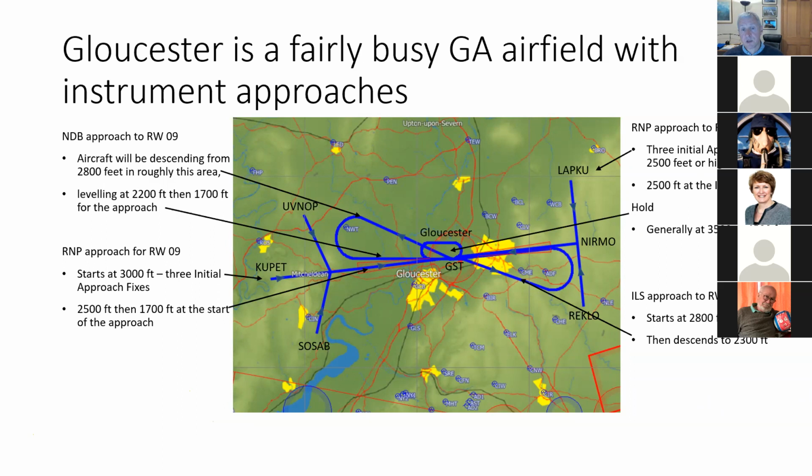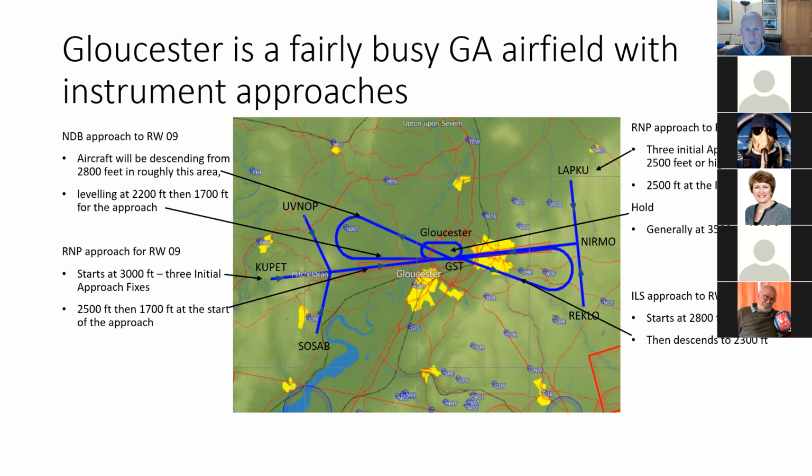And then they've got approaches that go out quite a long way, in the same way that all the others do, with similar sorts of heights. You begin to see the pattern here. We've got holds at a few thousand feet, and then we've got things out to the side which start at 2,000 feet and go down.